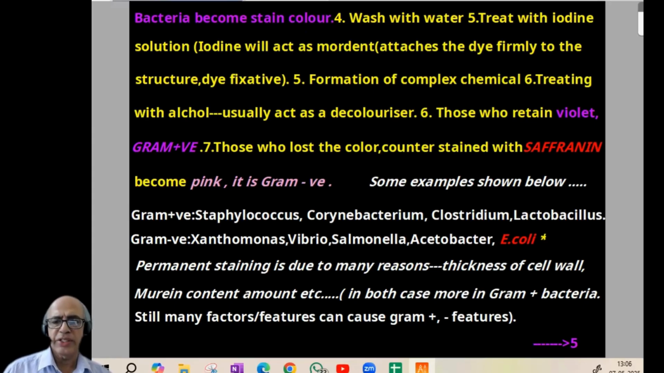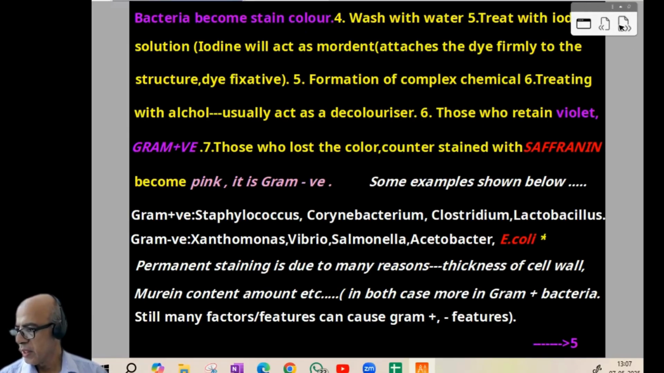And why does this permanent staining come? It is due to many reasons. Two examples are given there. One is the thickness of the cell wall, and second is the murein content. In both cases, it is more in gram-positive bacteria, though many other factors are there to determine gram-positive and gram-negative features. I think the idea is clear. Now we can proceed to the next area.